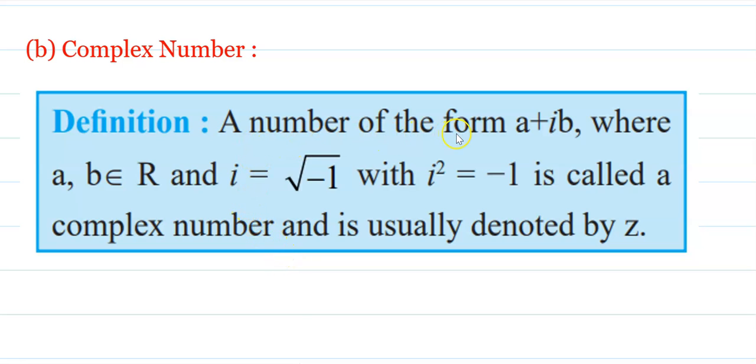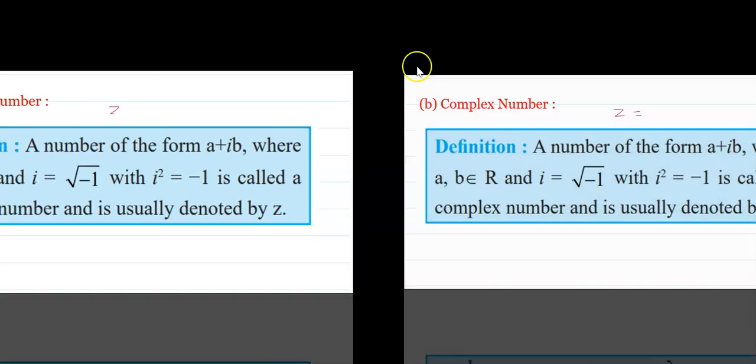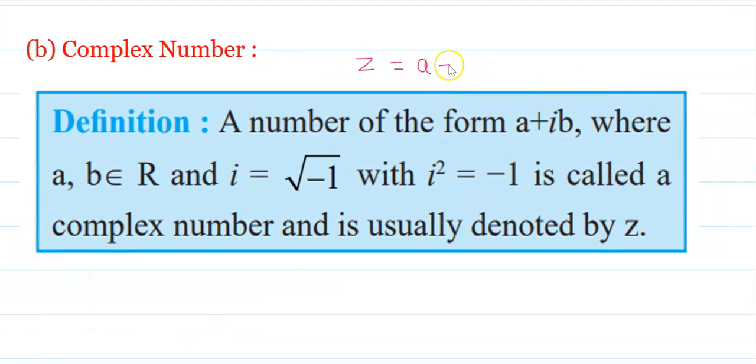A number of the form a plus ib, where a, b belong to the set of real numbers and i is equal to root of minus 1, with i square as minus 1, is called a complex number and it is usually denoted by z. That is, z is equal to a plus ib, where a and b belong to the set of real numbers and i is equal to root of minus 1. This is the number.